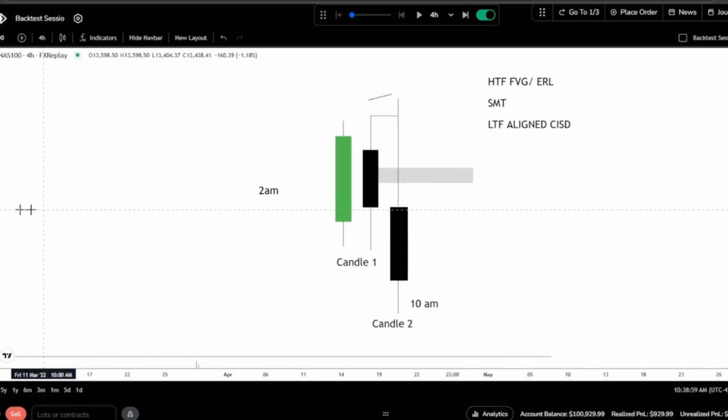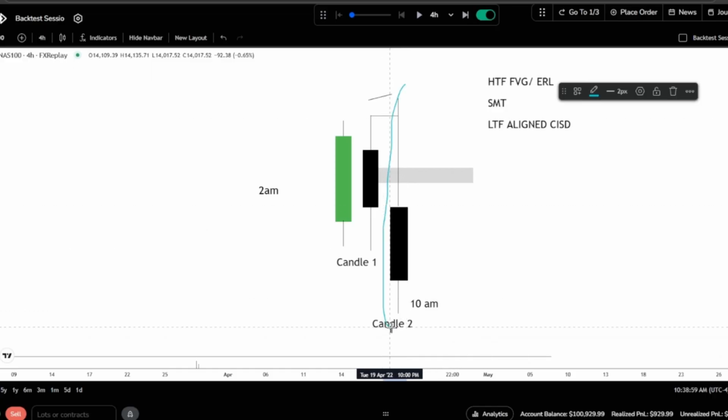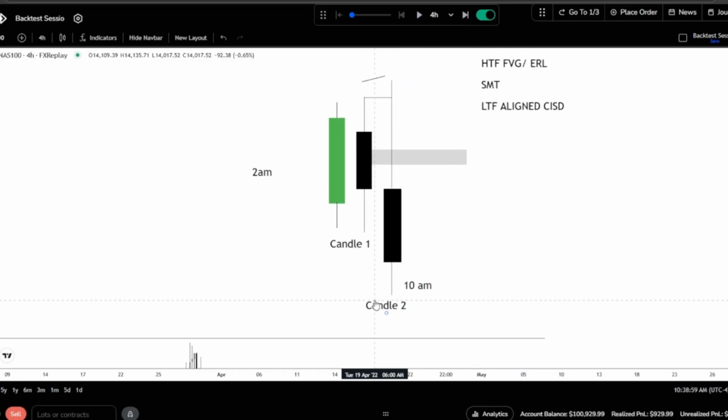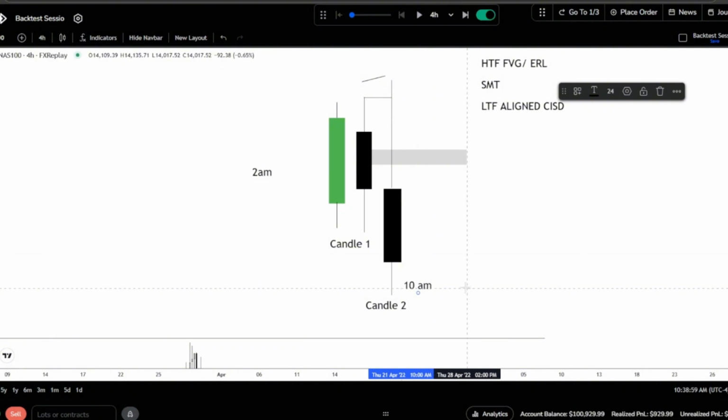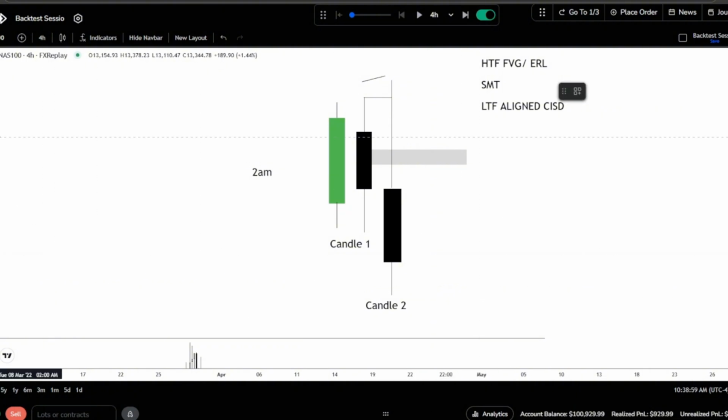And so when you see this 10 a.m. candle closure like this, you can expect the 2 p.m. candle, the next 4-hour candle, to do what? To act as the distribution candle. You get what I mean?